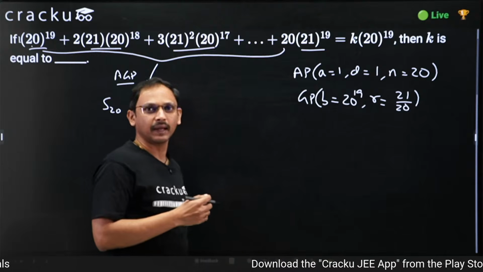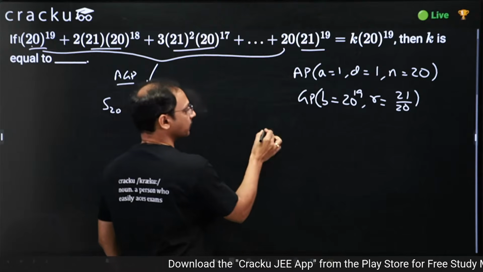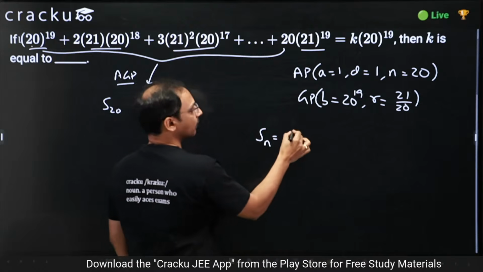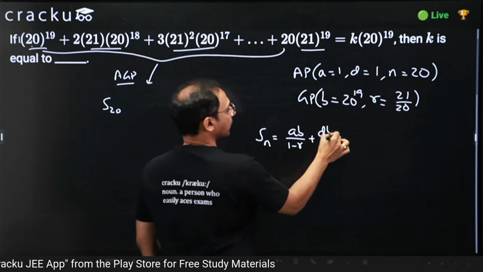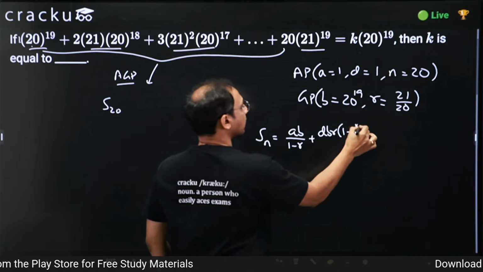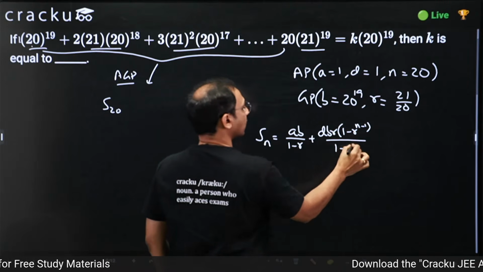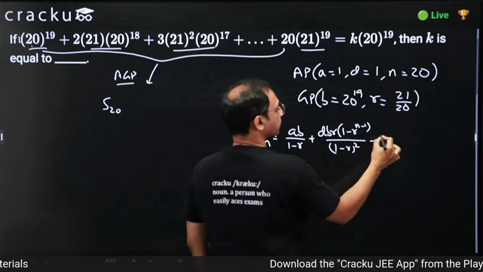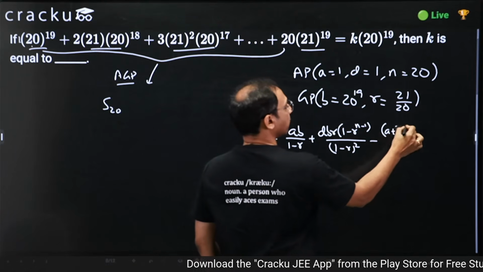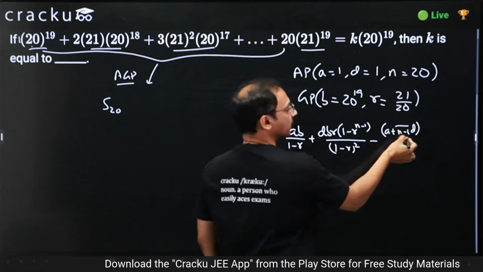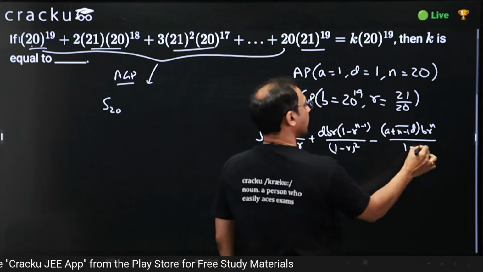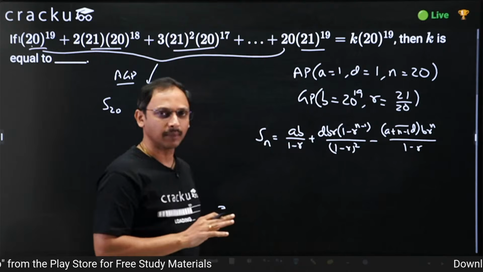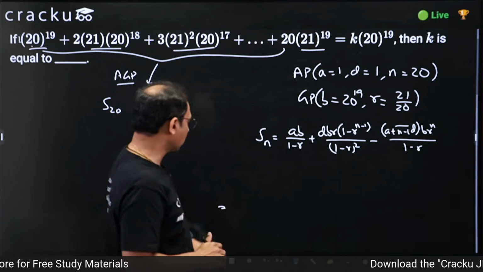Now SN formula is slightly lengthy, but I recommend you remember it. SN formula will come like this. ab by 1 minus r plus dbr into 1 minus r power n by 1 minus r whole square minus a plus n minus 1 into d. This is nothing but the last term of the AP into br power n by 1 minus r. So it is slightly lengthy, but once you are getting used to it, it's not difficult.